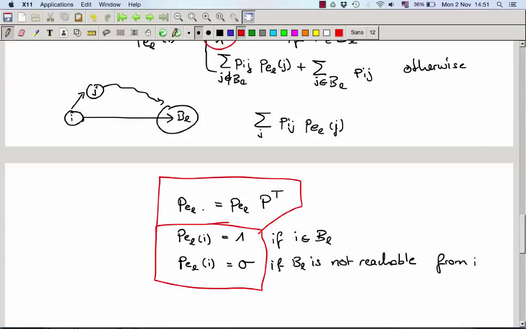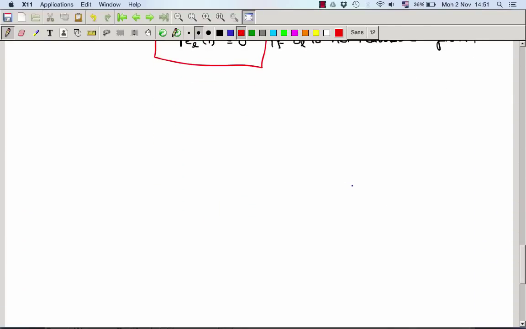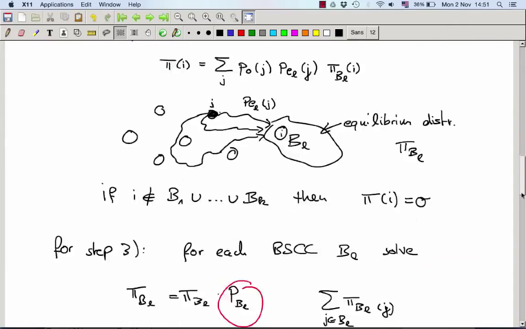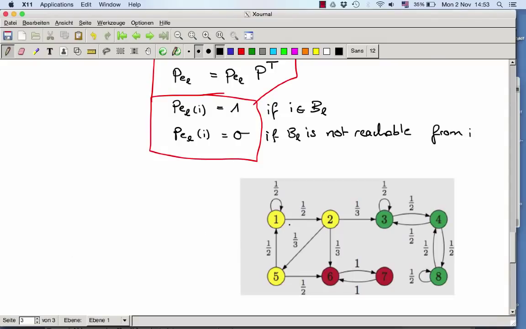Okay. Let's do now a large example where we have a reducible DTMC and compute its equilibrium distribution with all steps that are needed. The example I'm taking is the one from here. We already saw that we have 3 strongly connected components. This one is bottom, and this one is bottom. The yellow one is not bottom. So we have done already step 1, finding the strongly connected components, and we have 2 BSCCs, B1 and B2.